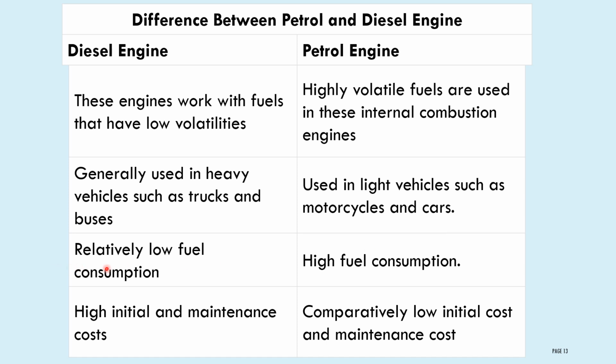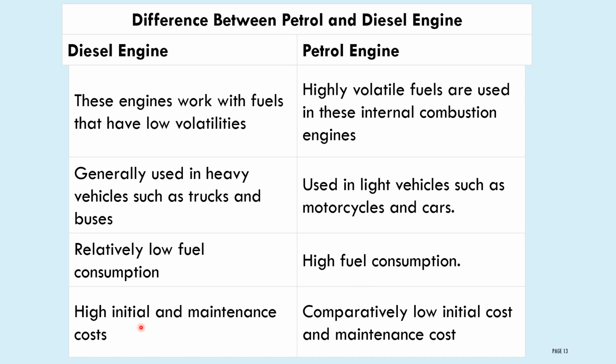A diesel engine has relatively low fuel consumption; its consumption of fuel is less. A petrol engine has high fuel consumption. The petrol engine consumes more fuel.